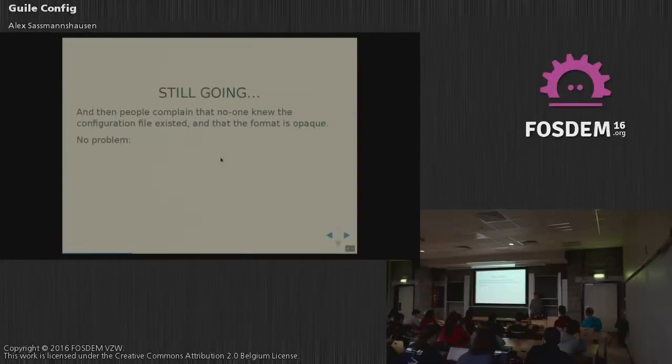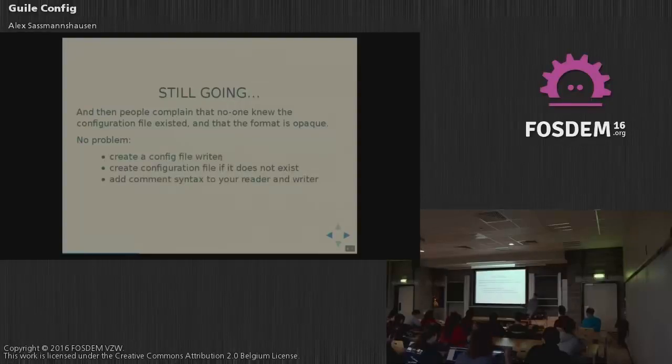But then some people start complaining that the configuration file isn't there by default. They don't really know what syntax it's supposed to have. So it's all quite opaque. So then what you do is, well, still no problem. You create a config file that is automatically written. You make sure that it's created when it doesn't exist the first time you run it. And then you add comment syntax to the configuration file to make sure that people understand the configuration file when they actually look at it and start to modify it.